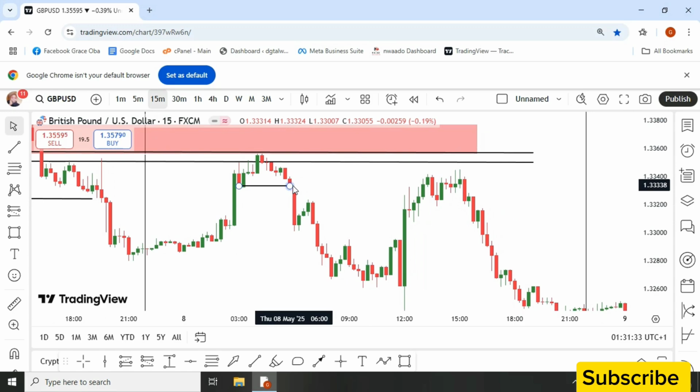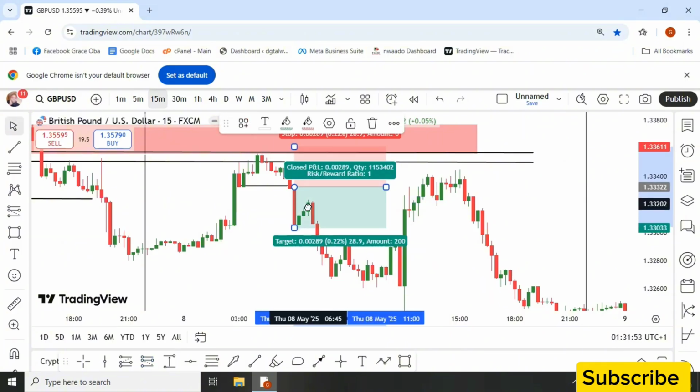Now we can enter our trade from the close of this down candle, right? And set our SL around this area. Then we can take our first TP from here, then second TP from here. So let me just use the tool to display that.